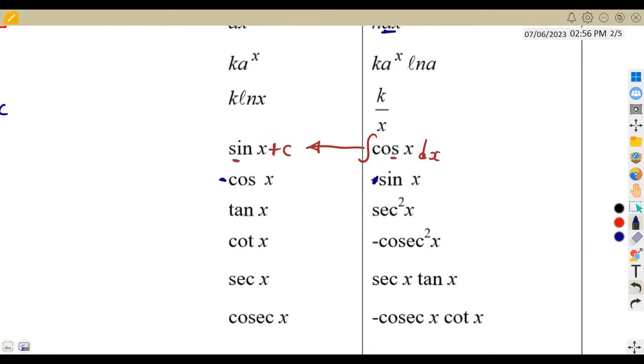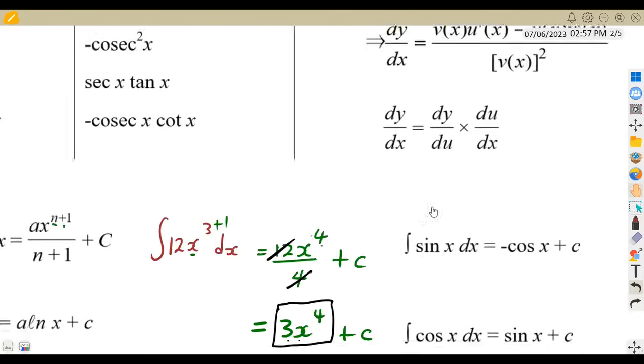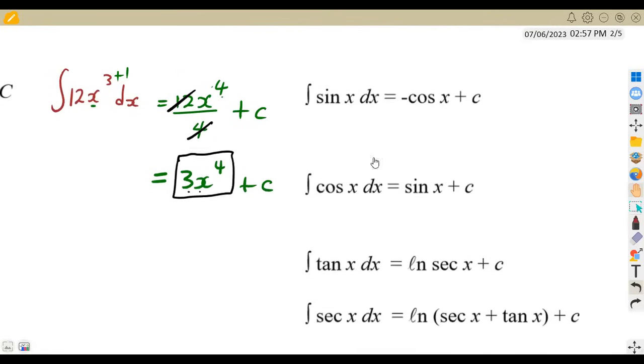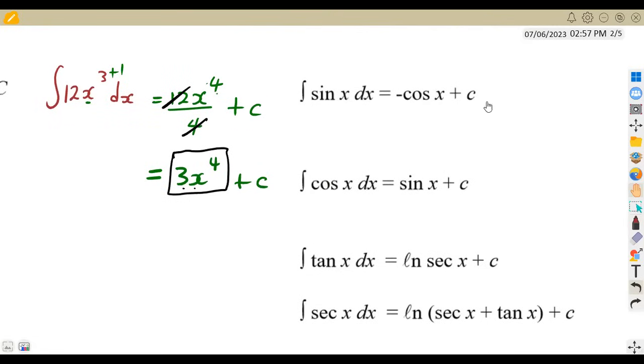You don't just remove a negative and cancel it like this. No, you introduce it on the other side. So we no longer have a negative here; we are left with sine x. That means if we integrate the sine of x, it is going to give us negative cos x. So we are simply saying the integral of sine x is negative cos x. Some of these you are given, for example the integral of sine x is negative cos x plus c.